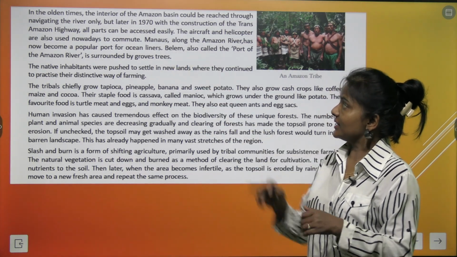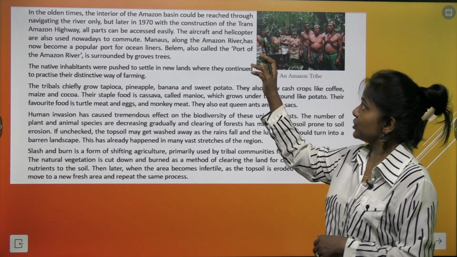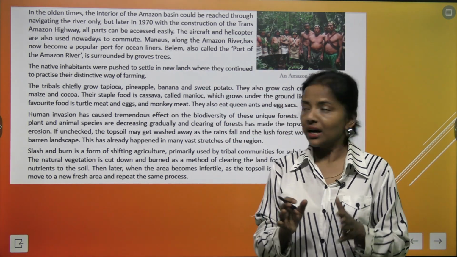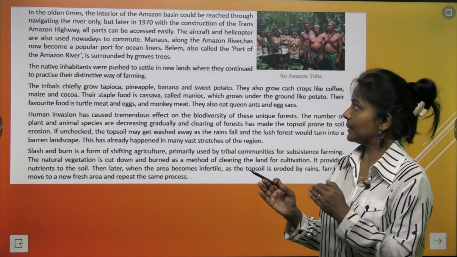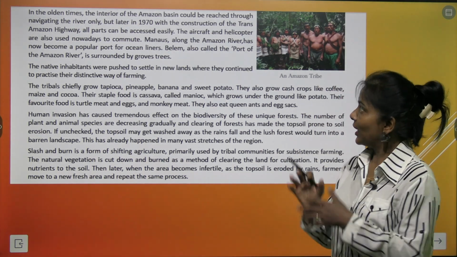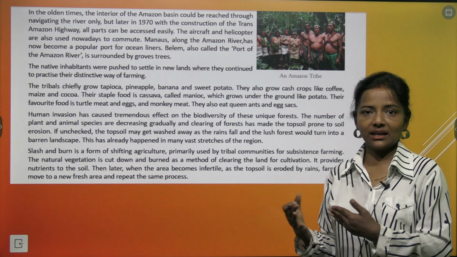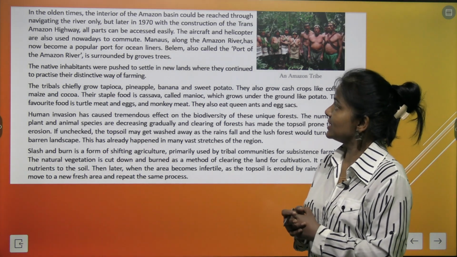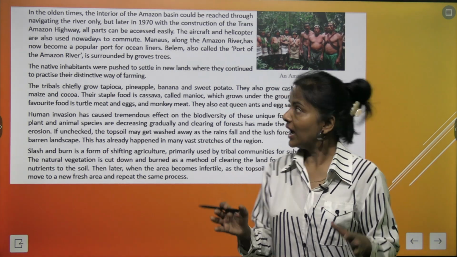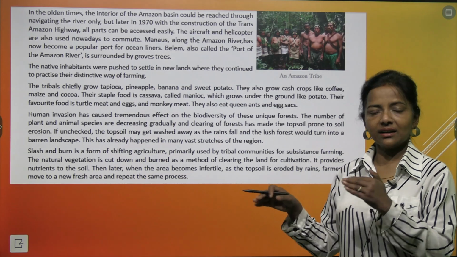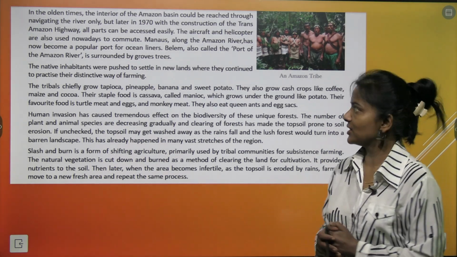But later in 1970, with the construction of the Trans-Amazon Highway, all paths can be accessed easily. By 1970, the Trans-Amazon Highway was built, so that all parts could be easily accessed.